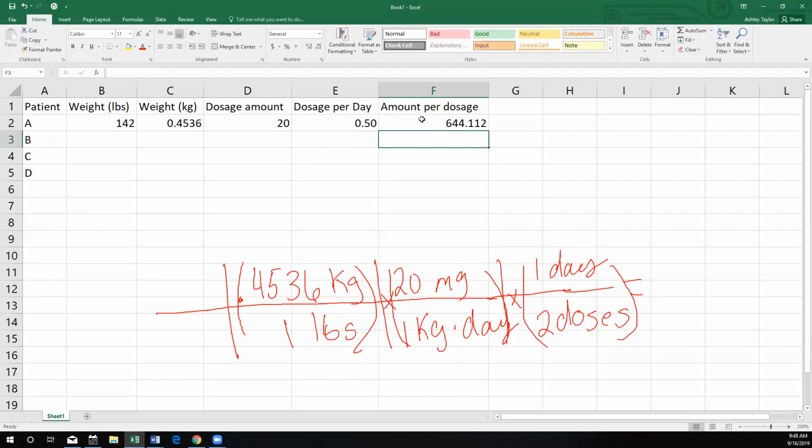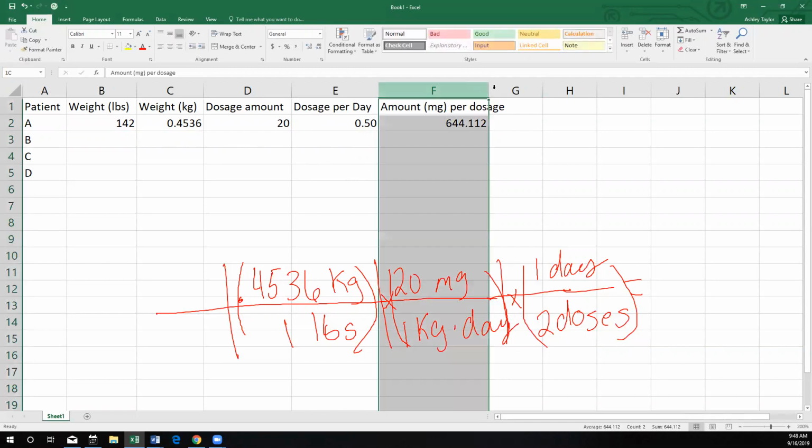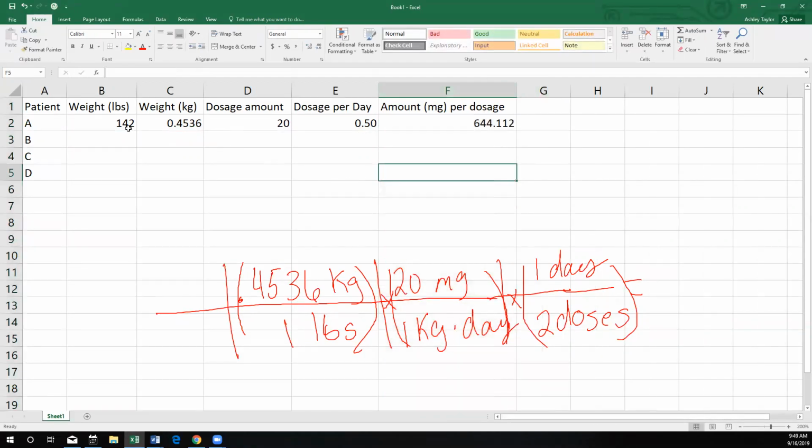So my amount of dosage per day that I would need for this particular person with this amount of calculation is this amount of Kelflex. And this again is milligrams per dosage. You might want to put milligrams up here so you know that it's milligram per dosage. And so I have 142 pounds, 0.4536 kilograms, and then 20 dosage per day, 1/2, so I get 644.